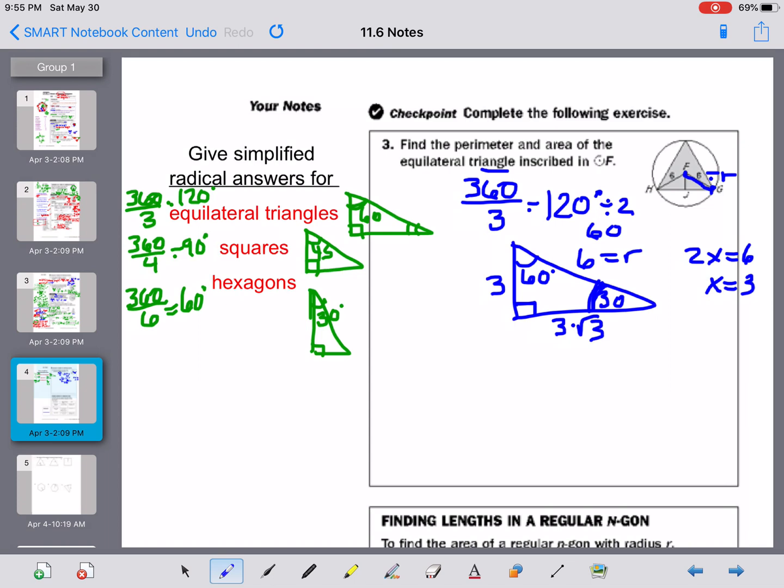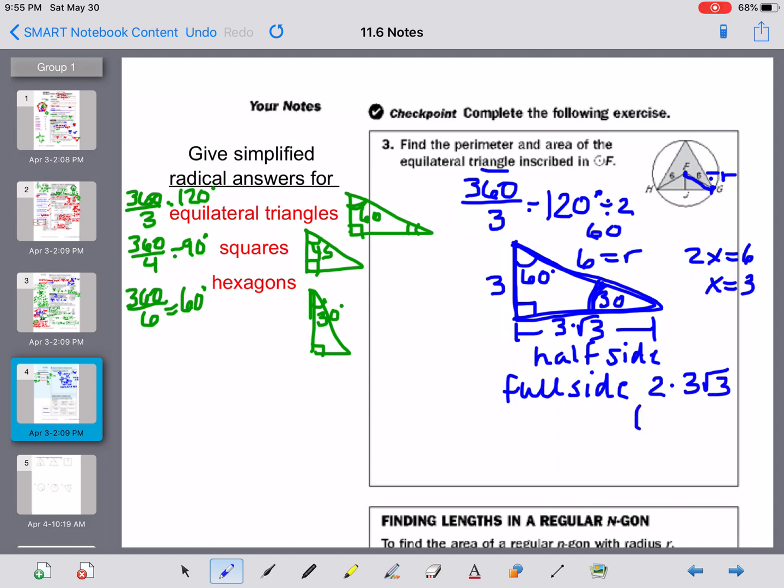Okay, so remember, on my triangle here that I always draw, this bottom part right here is my half side. If my half side is 3 radical 3, my full side should be double that. So I'm going to take 2 times 3 radical 3. So my full side is 6 radical 3. How many sides are on a triangle? Well, there's 3 sides. Of 6 radical 3, that means I get 18 radical 3 for my perimeter.